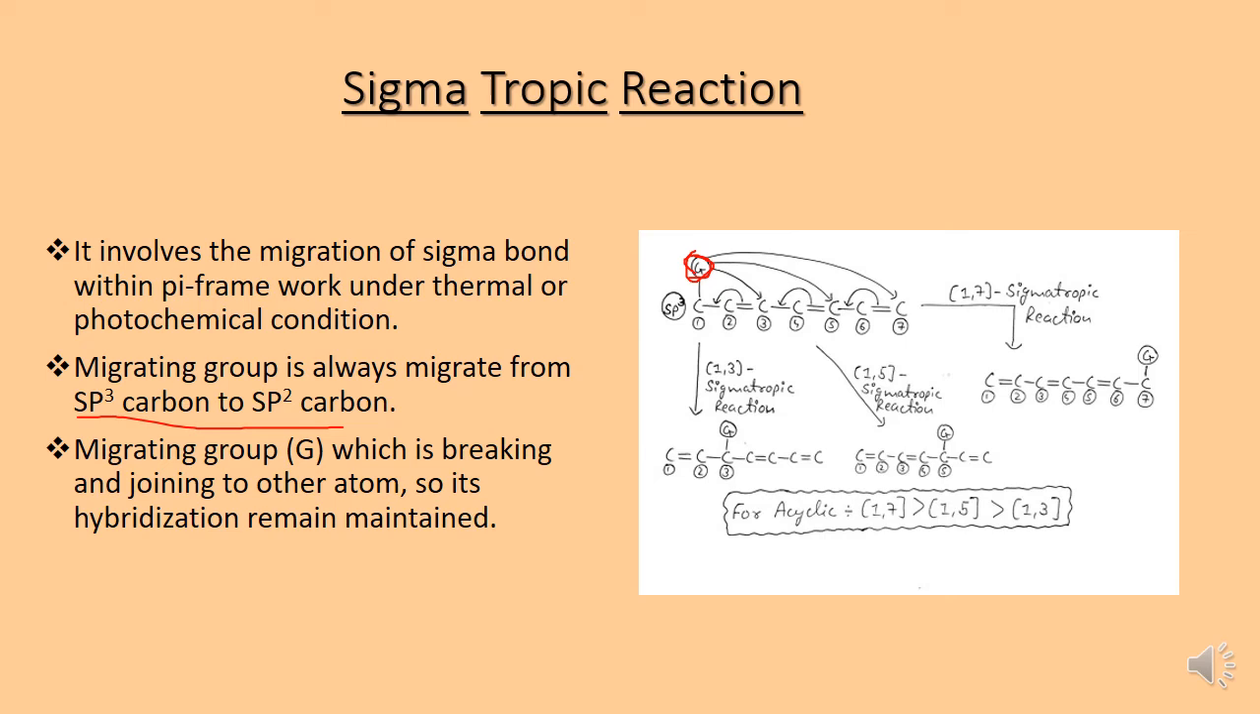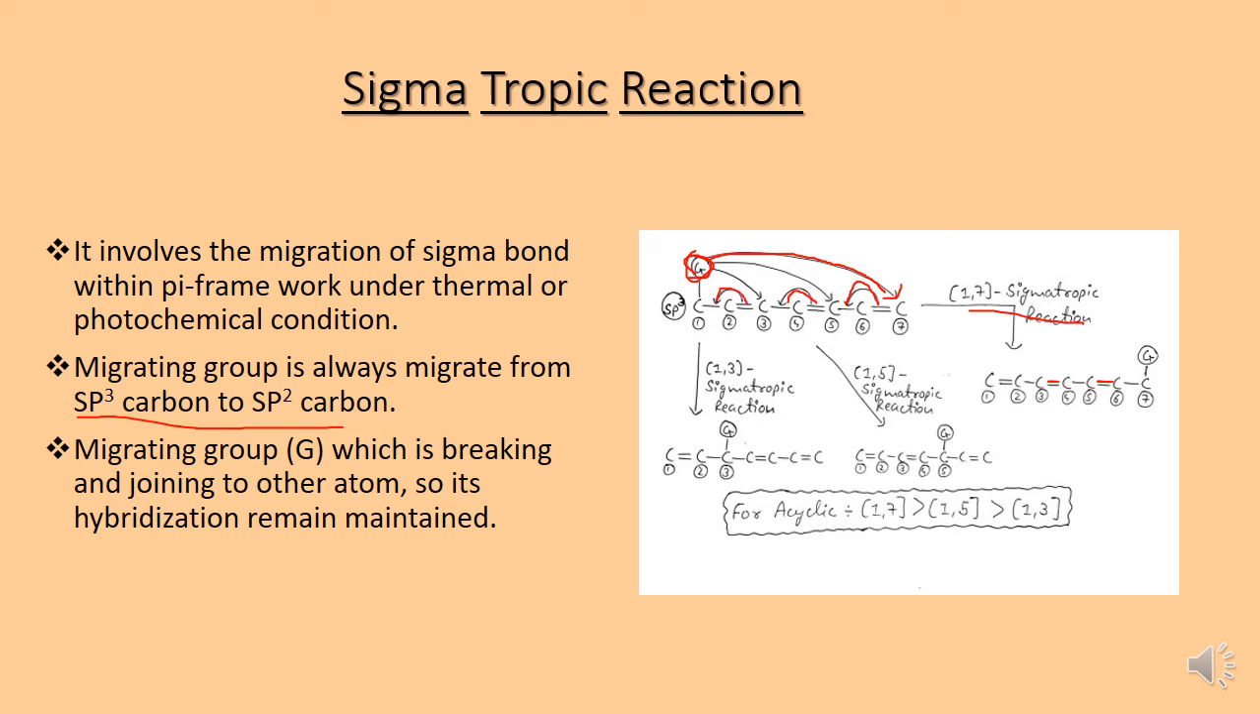First of all, name all these carbon atoms. So here three possible sigmatropic reactions can take place: 1,7, 1,5 and 1,3 sigmatropic reactions. First we are discussing the 1,7 sigmatropic reaction. Group G is attached to carbon number 7. So here the pi bond is shifted over here, and you will get a pi bond like this. This pi bond is shifted over here, so you will get a pi bond like this.